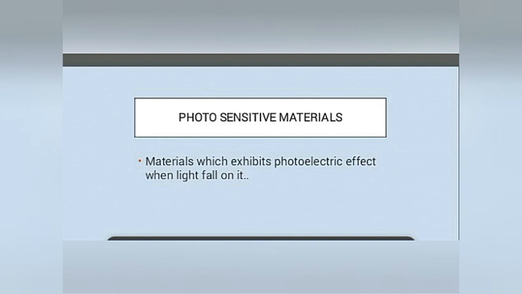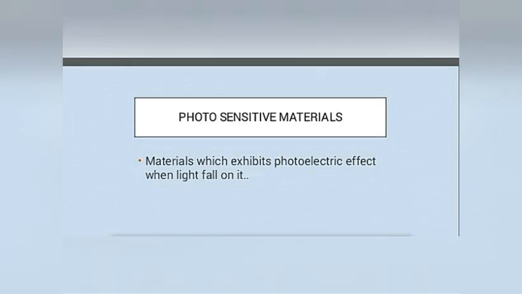Here, generally photosensitive materials are metals, right? So metals such as zinc, manganese and cadmium respond to only ultraviolet radiation. This means these metals do not show the photoelectric effect when radiation other than ultraviolet falls on them. Okay, right.